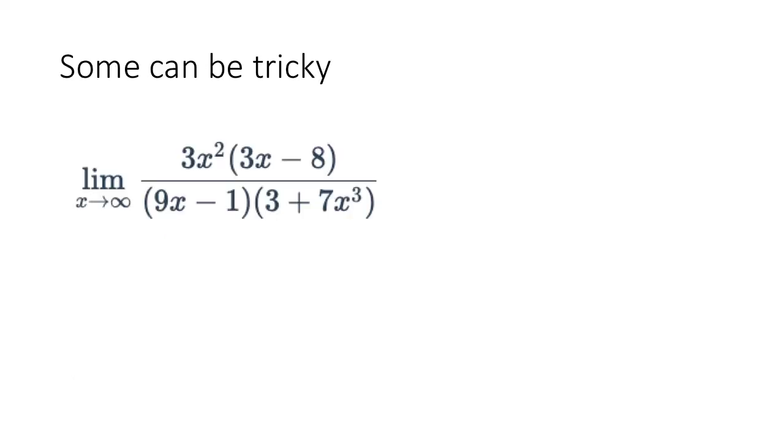Okay, this last example is an example of ones that can be tricky. Whenever you need to find the degree and the polynomial or the rational function is in factored form, you are going to have to multiply out the function. So here I'm finding the limit as x approaches infinity of the rational function with 3x squared times 3x minus 8 in the numerator and 9x minus 1 times 3 plus 7x cubed in the denominator. I'm going to first fully multiply out my function because I need it to be in standard form.